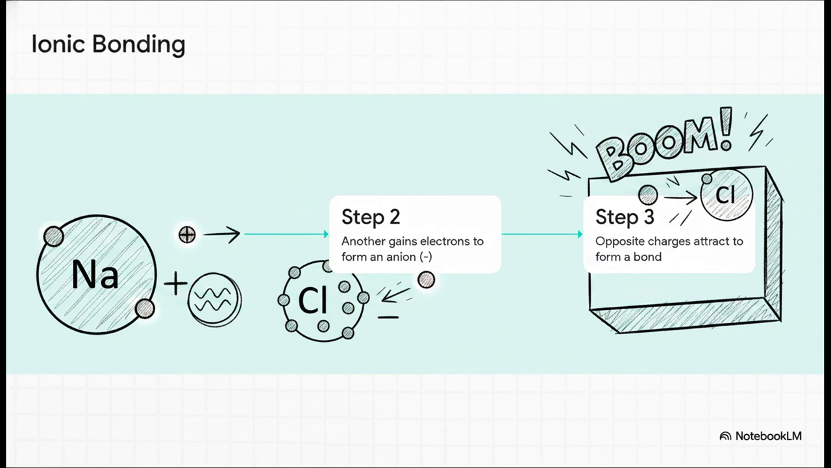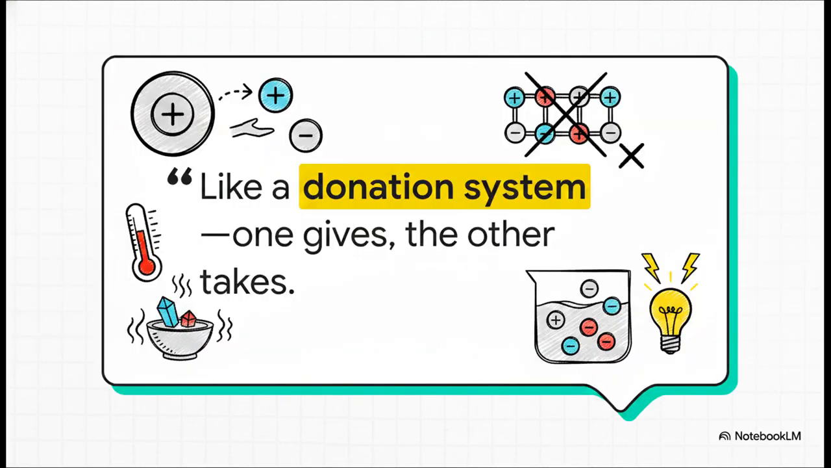Step 2. Chlorine has 7 valence electrons. It's practically hunting for just one more to hit that magic number 8. So chlorine happily steals sodium's electron, turning into a negatively charged anion. And step 3? Because one is now positive and the other's negative, these opposite charges attract each other powerfully. Boom! An ionic bond is formed, giving us sodium chloride. It really is like a donation system. One gives, the other takes. It's a super clean transfer.